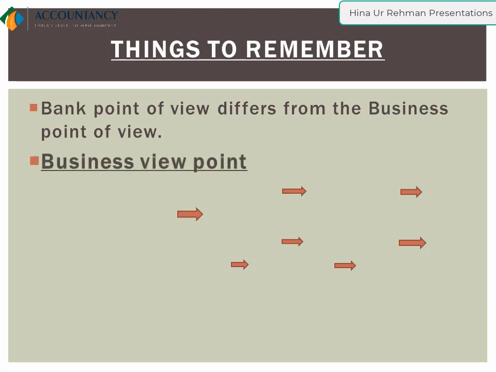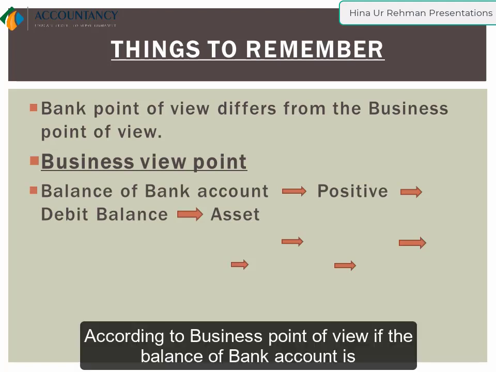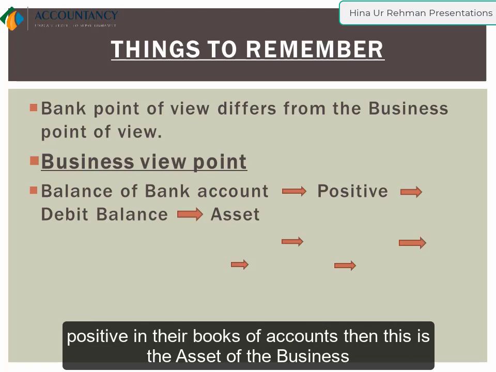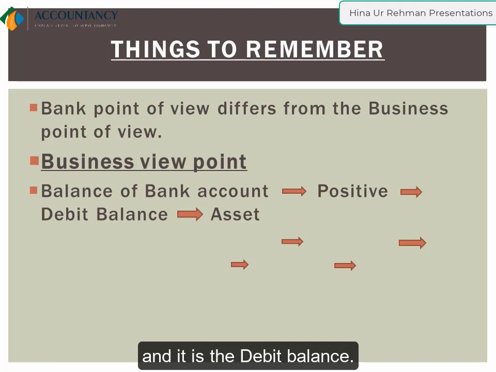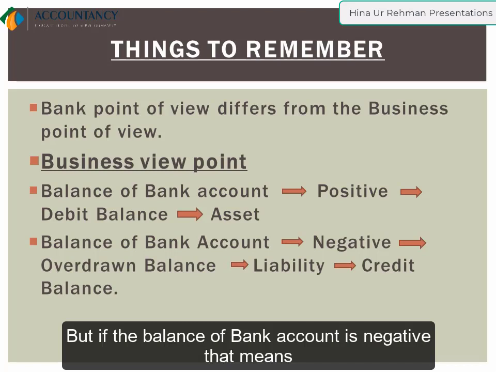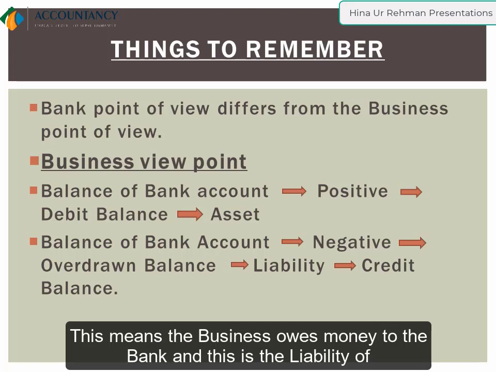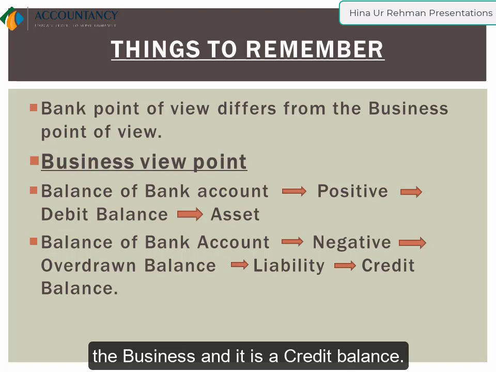Business viewpoint. According to the business point of view, if the balance of the bank account is positive in their books of accounts, then this is an asset of the business and it is a debit balance. But if the balance of the bank account is negative, that means this is an overdrawn balance. This means the business owes money to the bank and this is a liability of the business and it is a credit balance.